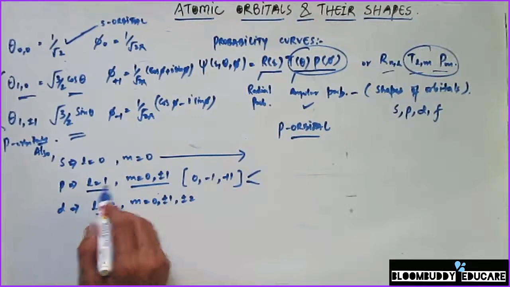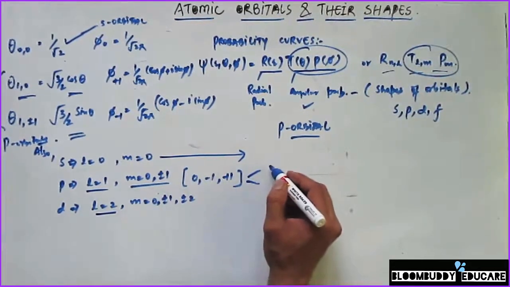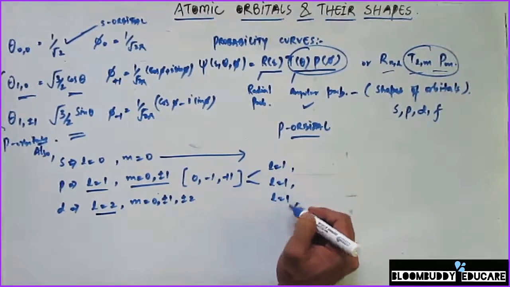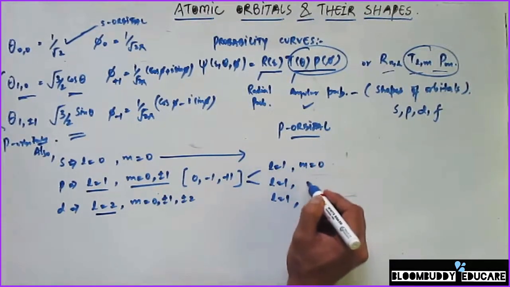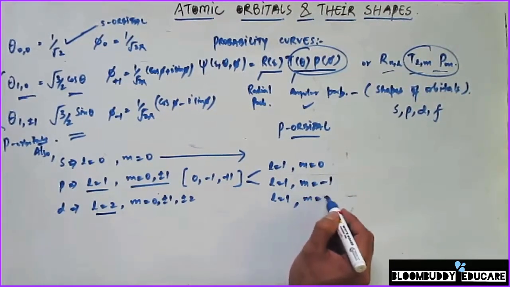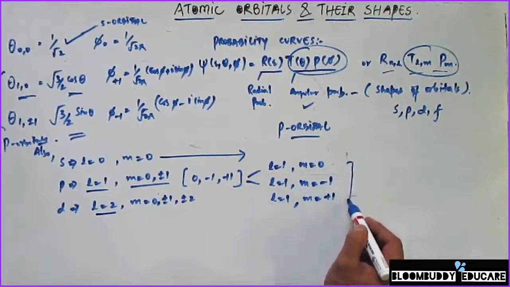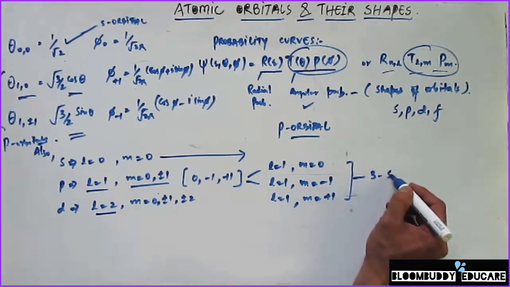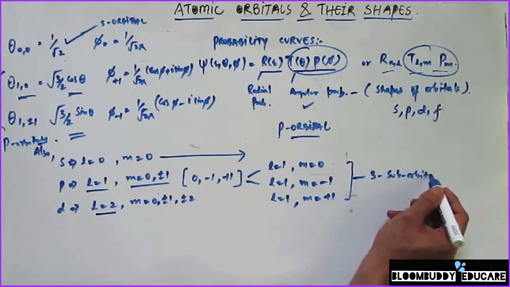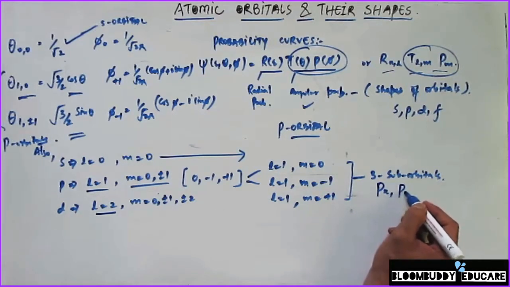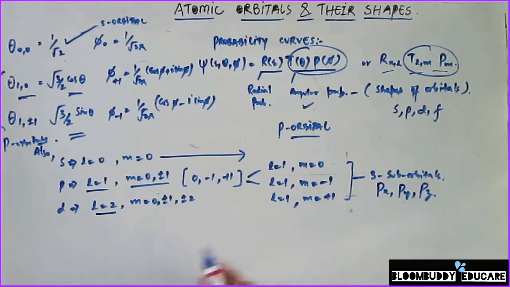The 3 possible combinations are L is equal to 1, L is equal to 1, L is equal to 1, and then for m, in one case it's going to be 0, in another case it's going to be -1, and for another case it's going to be +1. So there are 3 different combinations that are possible for p orbitals. That's why the p orbitals have 3 suborbitals. And we know those orbitals are called px, py and pz, right?